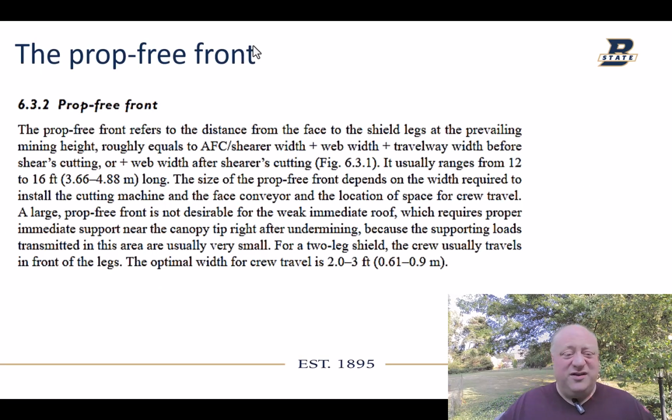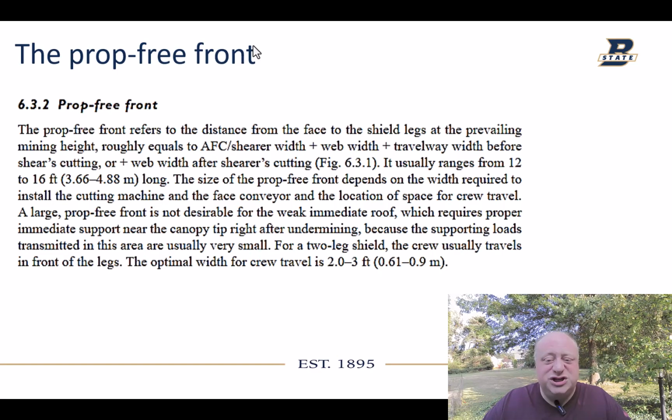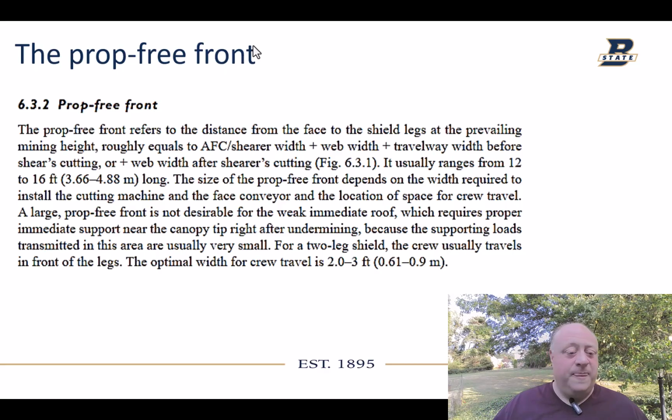The prop-free front concept refers to the distance from the face to the shield leg. So how much space there is, even beyond the pan line, all the way to the face. And it roughly equals the AFC shear width, the web width, plus travel way width before shears cutting, or plus web width after the cutting. So you can either have it before or after. And it ranges typically from 12 to 16 feet.